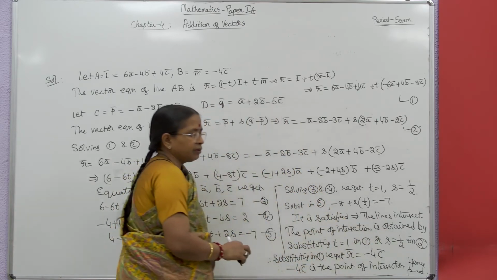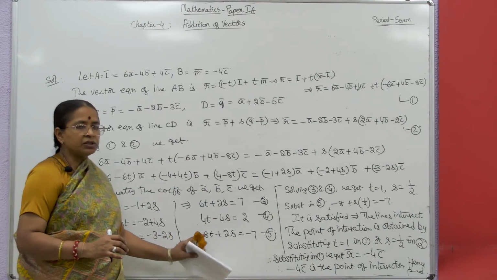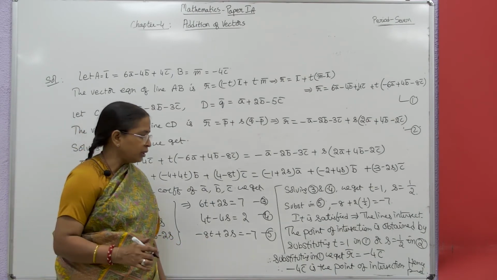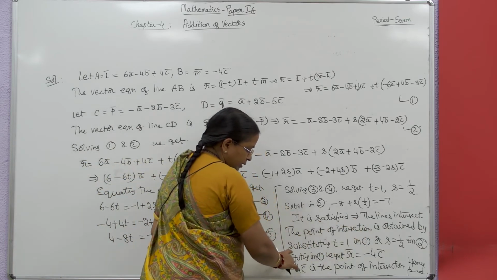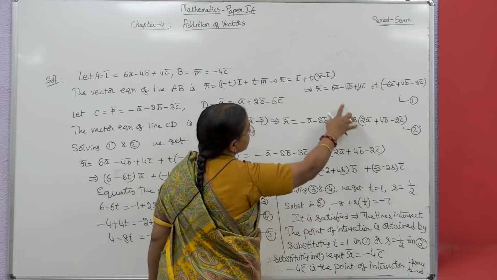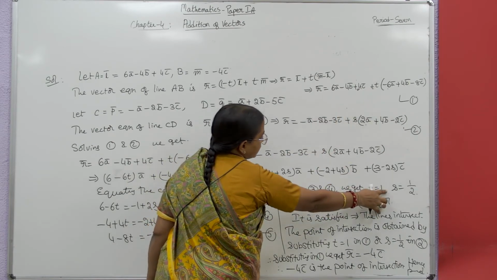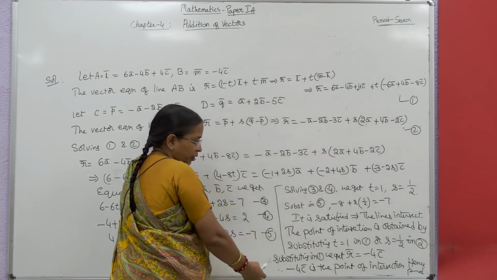So when the third equation is satisfied, then the lines intersect. If the third equation is not satisfied, then they do not intersect. So the point of intersection is obtained by substituting t is equal to 1. You got t as 1. So substitute t is equal to 1 in 1 or s is equal to half in this. Any one is enough to find the point of intersection.